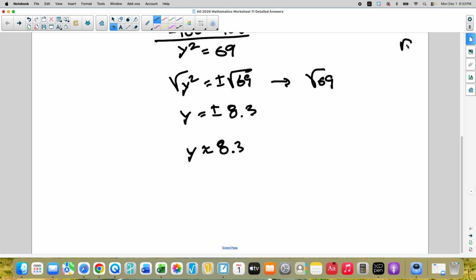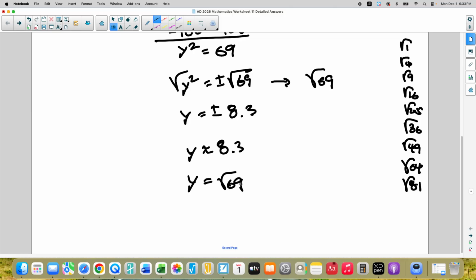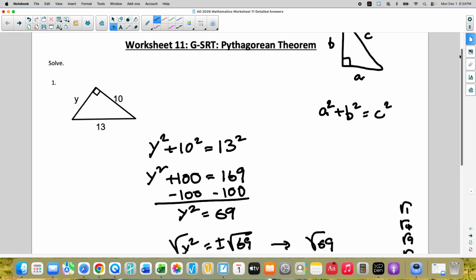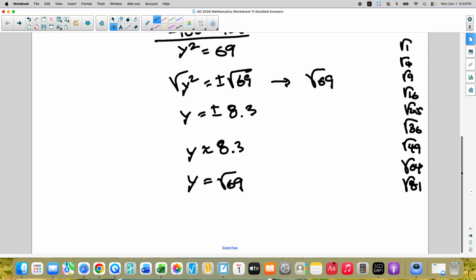So perfect squares are 1, 4, 9, 16, 25, 36, 49, 64, and 81. So there's no factor. 9 doesn't go into 69, 4 doesn't go into 69, 16 doesn't, 25. So this cannot be broken down. So if you want an exact value, you would say the square root of 69, or if you want an approximate value. And does it say? It doesn't say to round, so we'll use an approximate value.